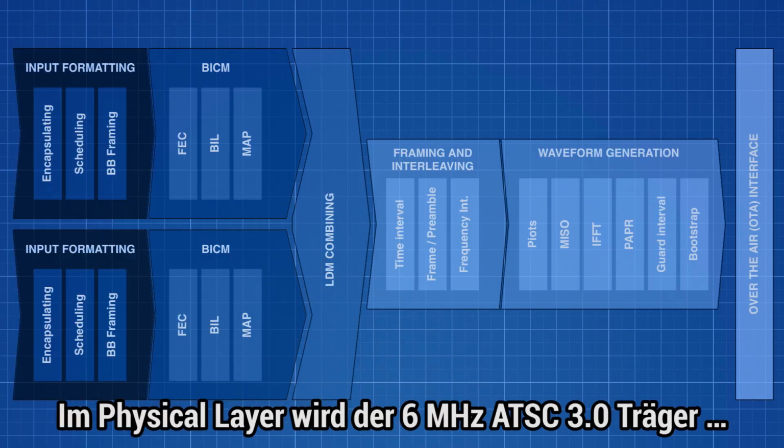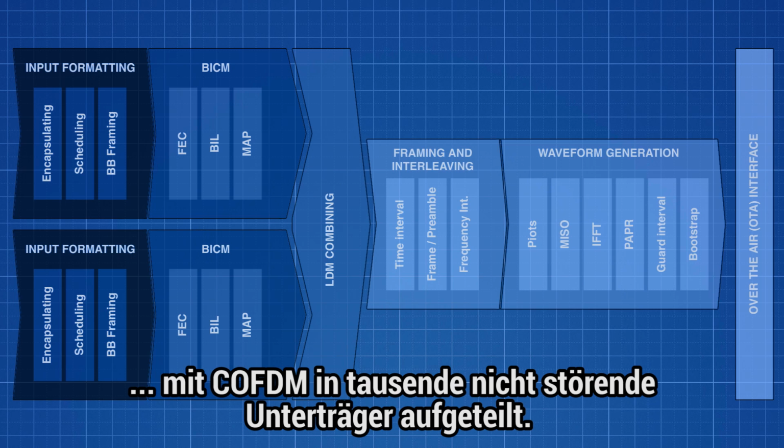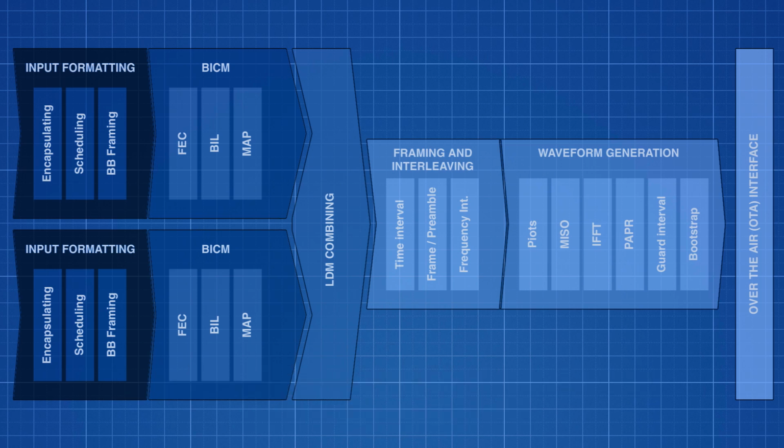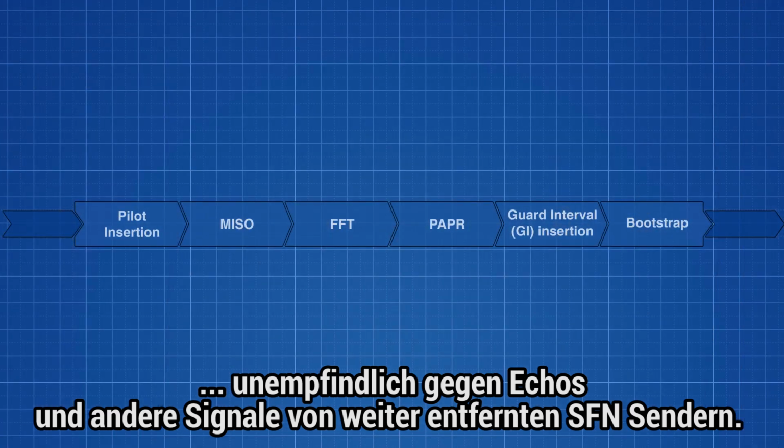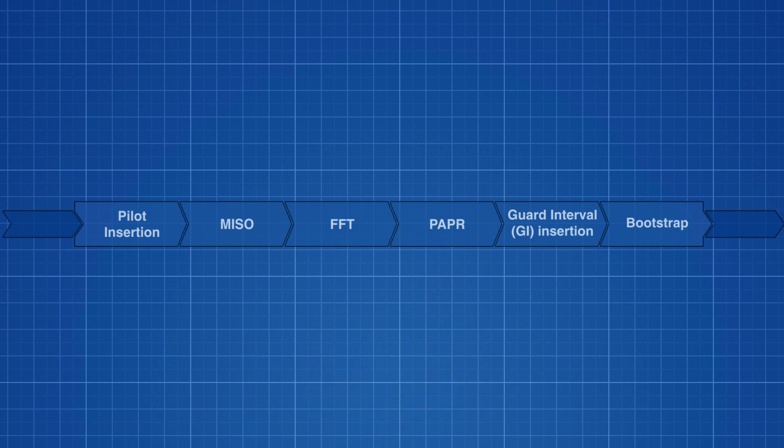At the physical layer, the 6 MHz ATSC 3.0 carrier is split into thousands of non-interfering subcarriers by using COFDM. A guard interval is used after transmission of each set of symbols in order to make the signal resilient against echoes and transmissions from distant transmitters under SFN network operation.